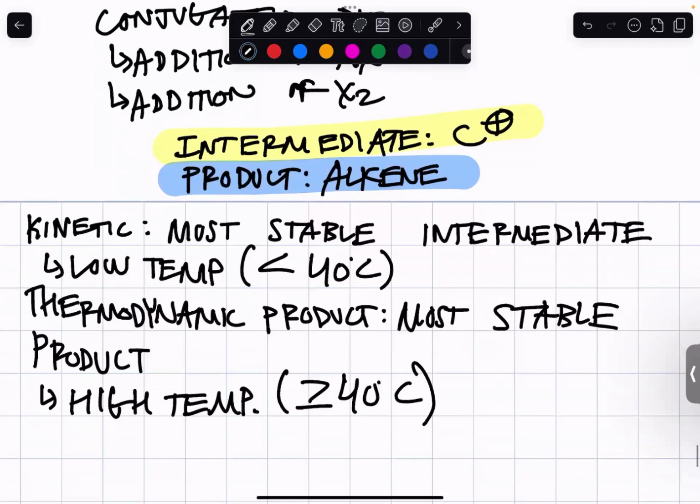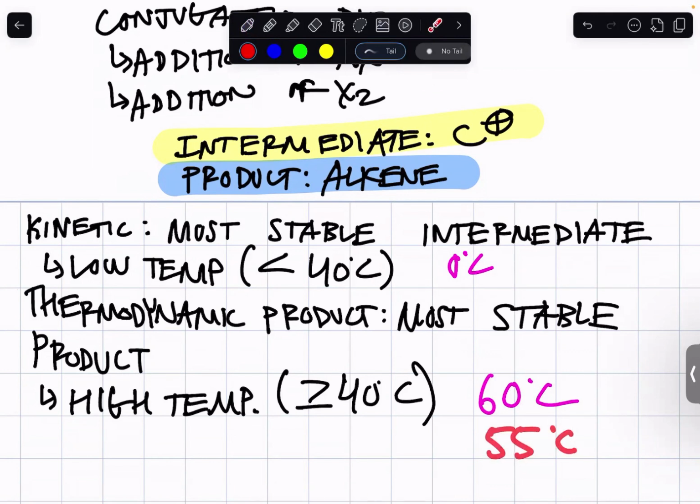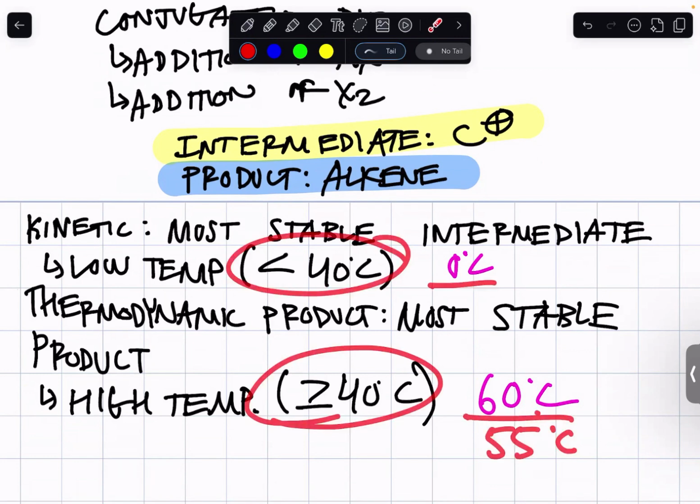Helix tends to use 0 degrees for kinetic and 60 degrees for thermodynamic, but in some of his practice exams, he used 55 at one point. So I'm giving you this so you don't get tripped up when you see a different number other than 0 and 60.